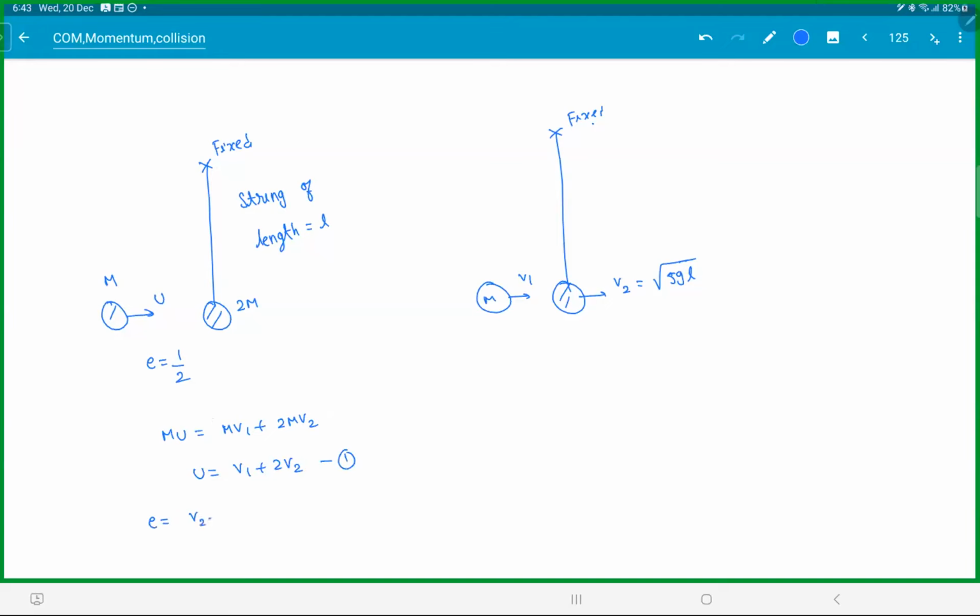Restitution e is equal to V2 minus V1 by u is equal to half. So if you look here, the one I don't want here is V1. Eliminate V1 here. The u is equal to V1, which will be V2 minus u by 2, plus 2V2. 3u by 2 is equal to 3V2. u is equal to 2V2. So that is root 5GL, right? Yeah, right, actually. Check this out. Right, Aryan, Aditya, Arjun. Yeah. Easy one. Check it out.